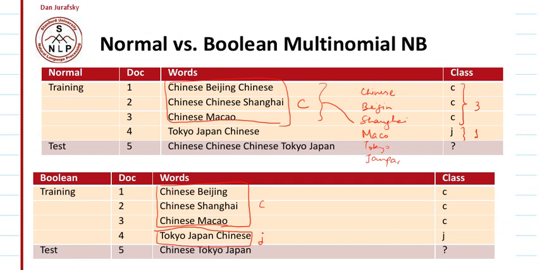In normal multinomial naive Bayes, we will just count how many times Chinese has occurred, which is 1, 2, 3, 4, 5. So in this case, the count of T Chinese comma c is equal to 5. But in the case of binarized, we see that the term is counted only once per document, so the count of T Chinese comma c will be equal to 3 only, right? So this is the binarized multinomial naive Bayes.